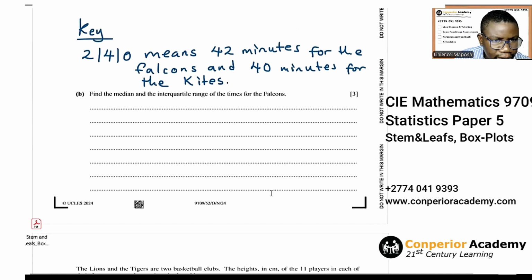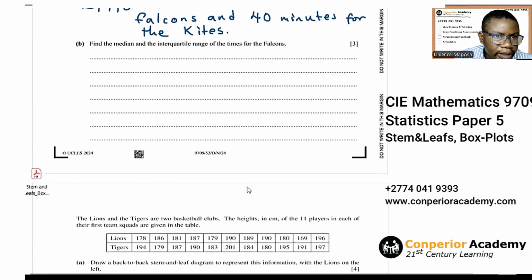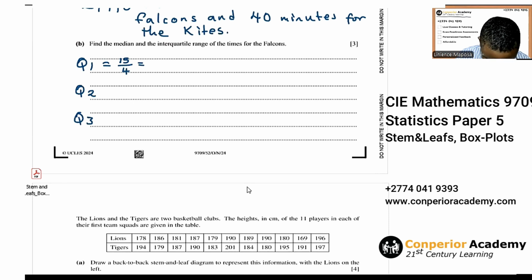It says, find the median and the interquartile range of the times for the Falcons. So we want the median, we want the interquartile range. So that means in my calculations, I'm going to need Q1, I'm going to need Q2, I'm going to need Q3. Q1 is a quarter of n. That means it's 15 over 4, 15 divided by 4 is 3.75. So because it's a decimal, I take the next value, the n plus 1 value, which is the fourth value.